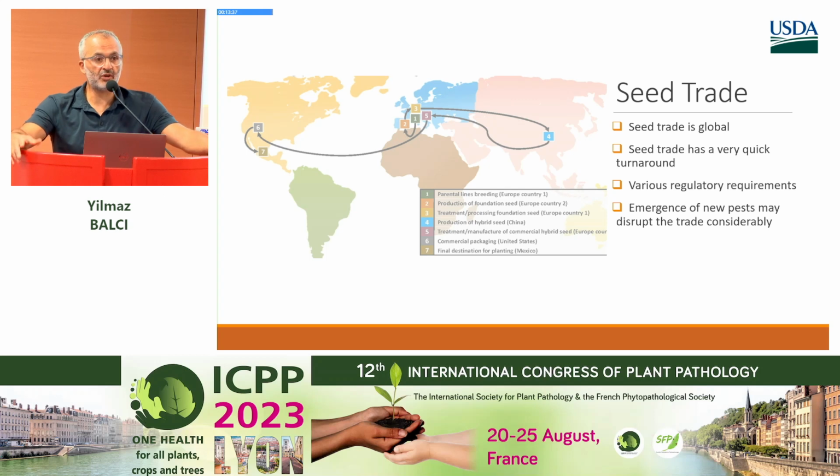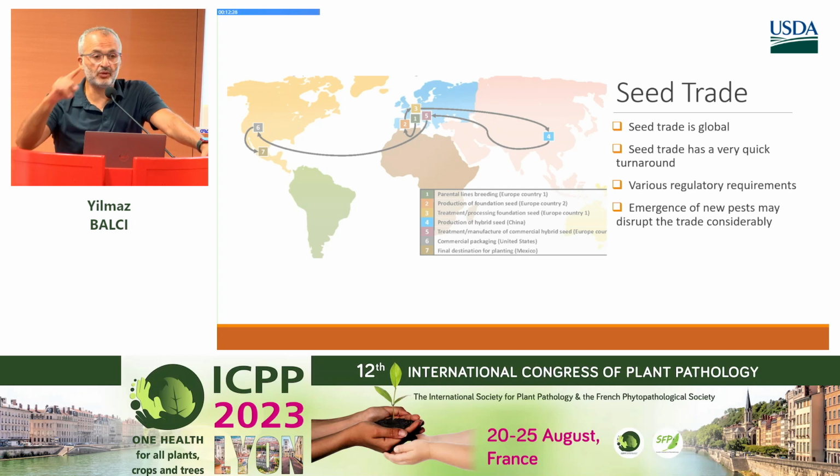To get started, first think about the seed trade and how it is overall. As this image demonstrates, seed is a pretty much global trade. In one country, the breeder line is produced, the parental line, then it moves to a second country where you have the production of the foundation seed, and then it moves again to a third country for treatment and processing. It then continues to move to another country for production of hybrid seed. It moves again for treatment and manufacture of commercial hybrid, then one more time for commercial packaging, and then the final destination. So it shows 7 countries here, and it can go up to 12 countries. Seed, in that sense, has become to a certain extent a global endeavor.